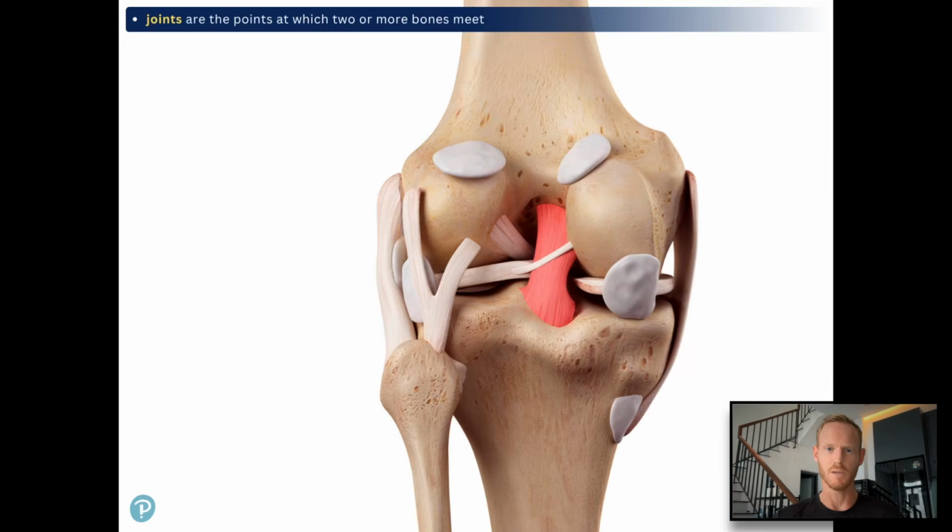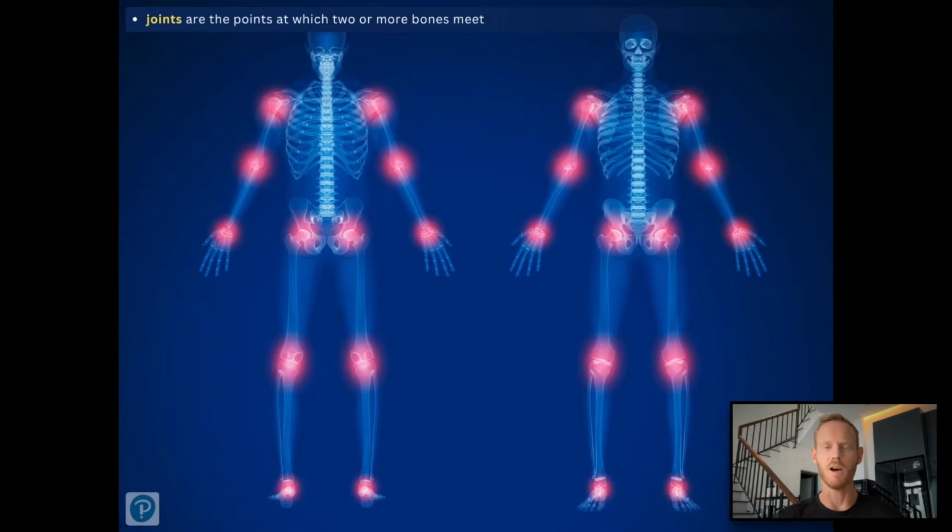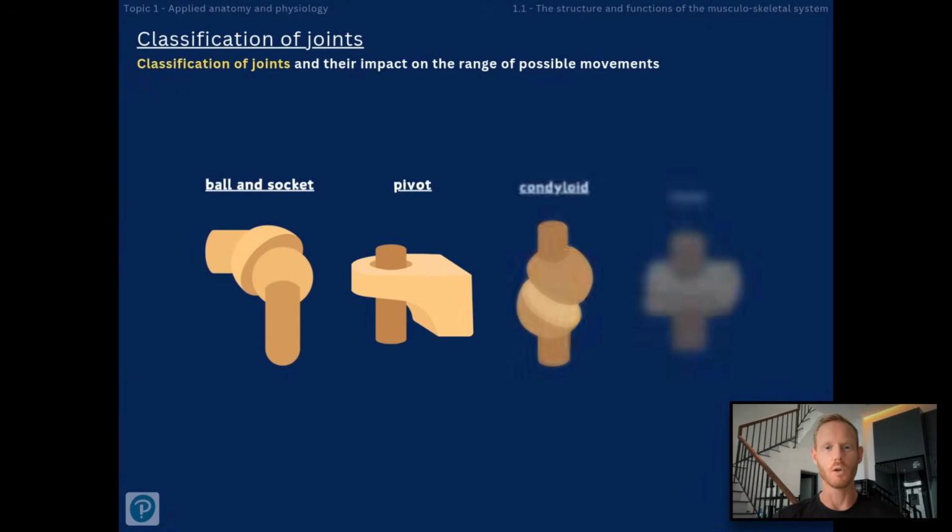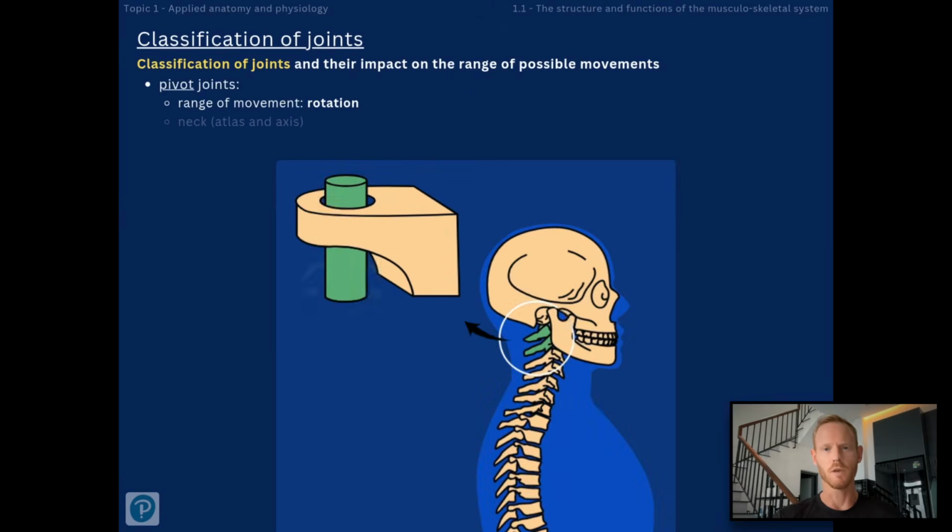Joints are the places where two or more bones meet. Examples include the neck, elbow, knee, ankle, hip, shoulder and wrist. You need to know the different classifications of joints and their impact on a range of possible movements. So pivot joints allow rotational or turning movements around a single axis.